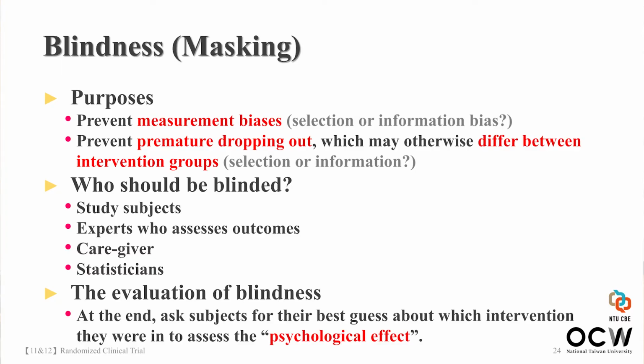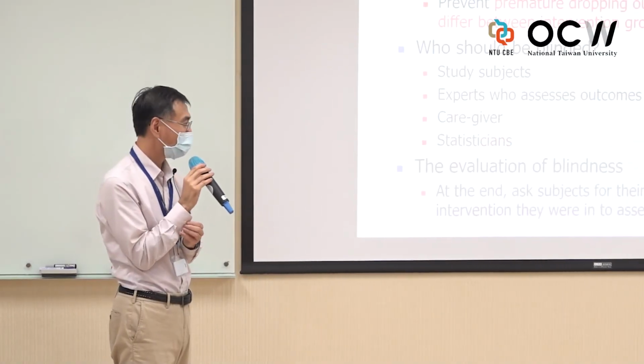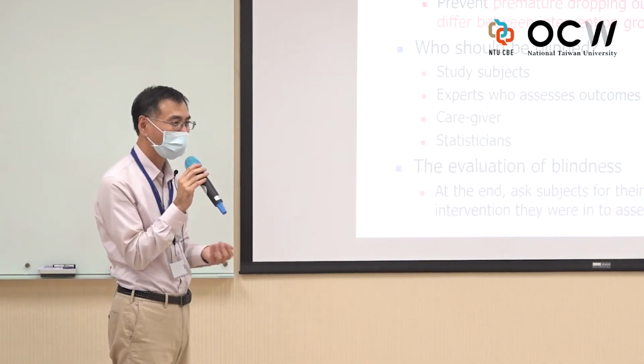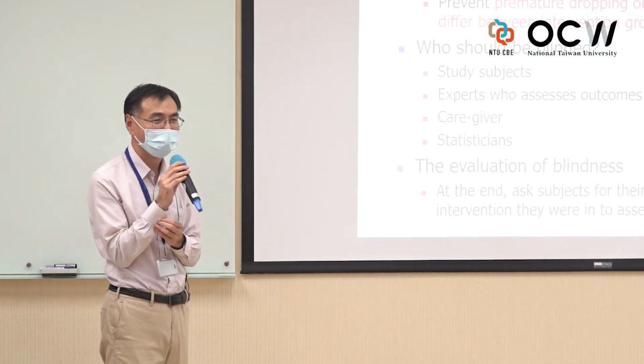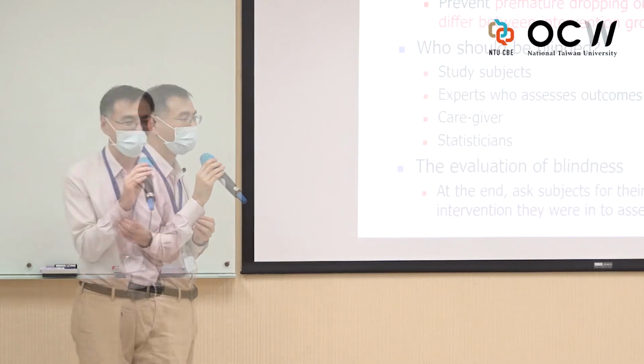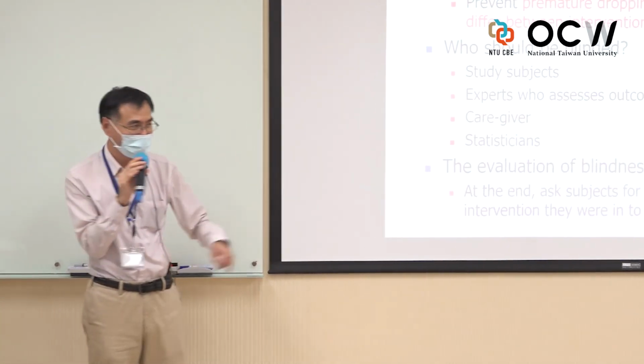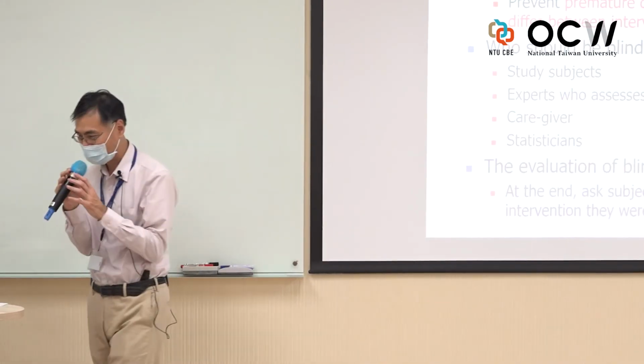How can we evaluate the effect of the blindness? You could do that at the end: ask the subjects for their best guess about which intervention they were in, to assess the psychological effect. Okay, what do you think? Which group are you in? Sometimes if the side effect of the intervention is strong, they might be able to figure it out. But the best scenario is that they have no idea about which group they were in, so we could avoid the problem of the psychological effect.